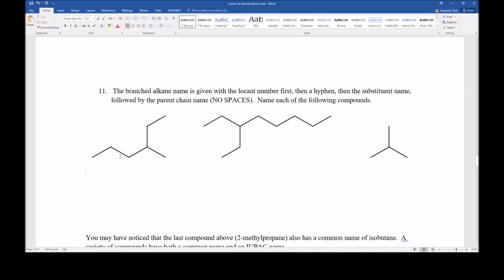So this is a 1, 2, 3, 4, 5, 6 carbon parent chain. So this is some type of hexane. Coming off of the hexane is a methyl group right there.